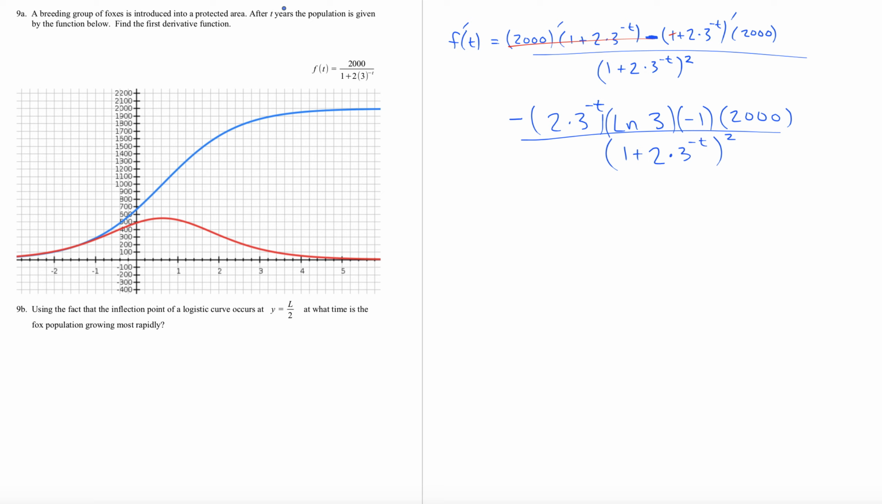Alright, so we're looking at these canceling, and we can combine 4,000 times 3 to the negative t times the ln of 3 over (1 plus 2 times 3 to the negative t) squared. Okay, that's our first derivative.